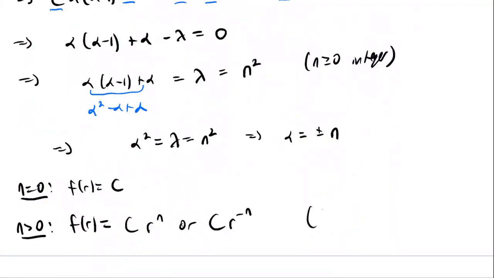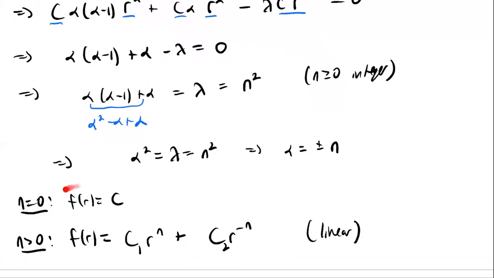But remember, the equation is linear, right? So if I have two different types of solutions that work, I should add them together to get a more general solution, right? And so we can solve this by taking some combination, say c1 times r to the n plus c2 times r to the minus n, right?